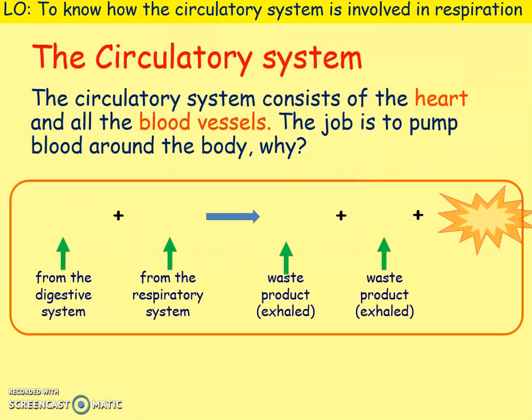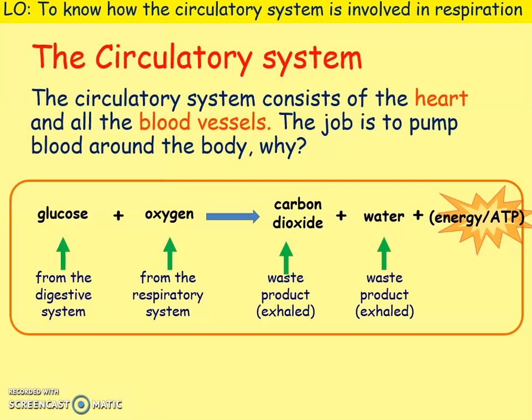So the circulatory system consists of the heart and all of the blood vessels. Their job is to pump blood around the body. Why? Just to recap, one of our reactants for respiration is from the digestive system, that's glucose. We also need one of our reactants from our respiratory system, oxygen. We have two waste products that are exhaled. Can you remember what these are? That's right, carbon dioxide and water. And finally, the thing we need, why all this happens, is energy, or ATP.